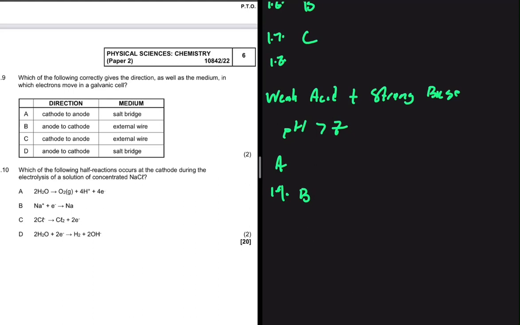And 1.10, which of the following half reactions occurs at the cathode during the electrolysis of a solution of concentrated NaCl? At the cathode, there's deposition. Something is deposited at the cathode. So we know that option A cannot be our answer and option C cannot be our answer. The only possible answers we have, which make a bit of sense, are actually B and D.